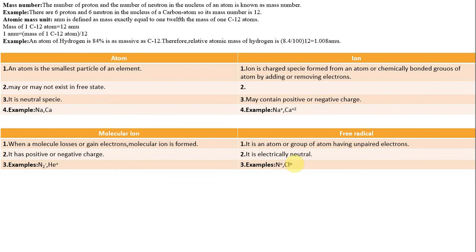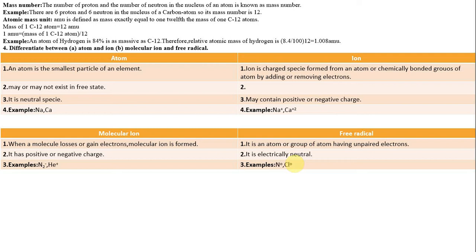Now question number 4. Differentiate between atom and ion, molecular ion and free radical. Atom: an atom is the smallest particle of an element, which may or may not exist in free state. It is a neutral species. Example, sodium और कैल्शियम. ये क्या है? स्मॉलेस्ट पार्टिकल ऑफ एन एलिमेंट है. ये फ्री स्टेट में एग्जिस्ट भी कर सकता है और नहीं भी, लेकिन यूजुअली एटम फ्री स्टेट में एग्जिस्ट नहीं करता.